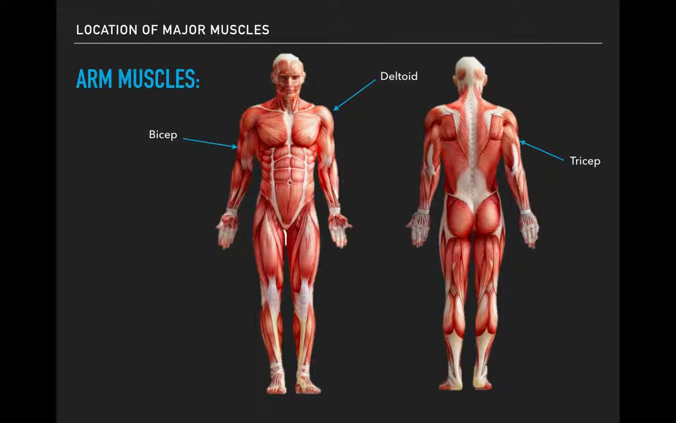Bicep is located in the anterior side of the upper arm. Its origin is the scapula, its insertion is the radius and ulna, and its action is flexion at the elbow. Tricep is located in the posterior side of the upper arm. Its origin is the scapula and humerus, and its insertion is the ulna. The action is the extension of the elbow. Deltoid is located on the outside of the shoulder. Its origin is the clavicle, its insertion is the humerus, and its action is abduction of the upper arm.